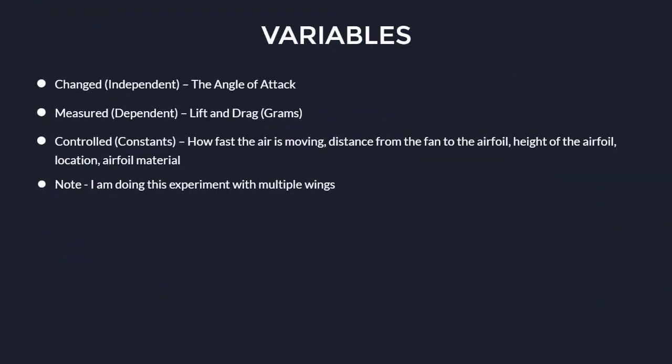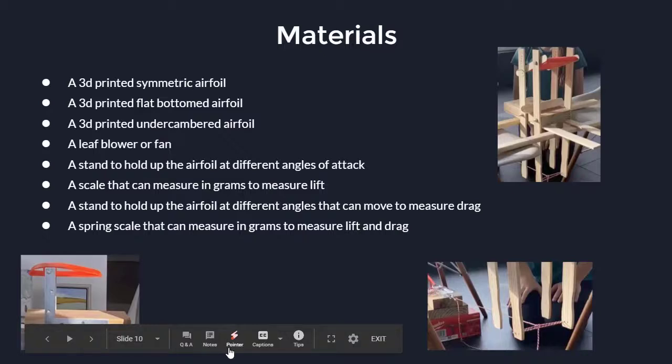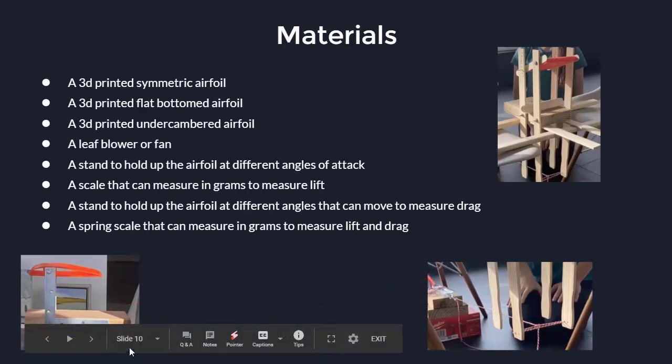My independent variable was the angle of attack, and my measured variables were lift and drag in grams. For my experiment, I needed a 3D printed symmetric, flat-bottomed, and undercambered airfoil, a leaf blower, and a stand to hold up the airfoil at different angles of attack. This is what I used for drag, and this is what I used for lift. I used a spring scale to measure drag and a scale to measure lift.